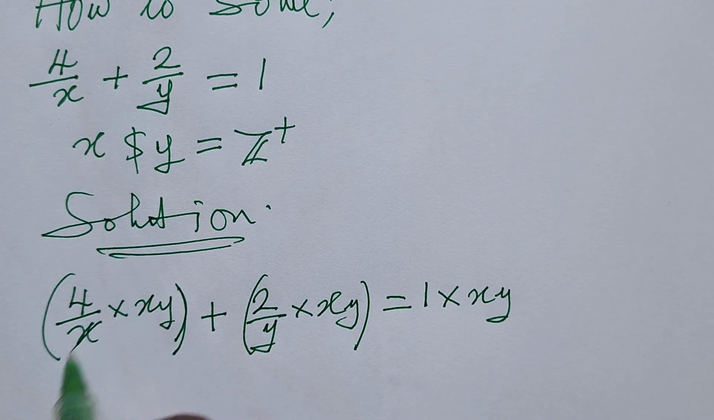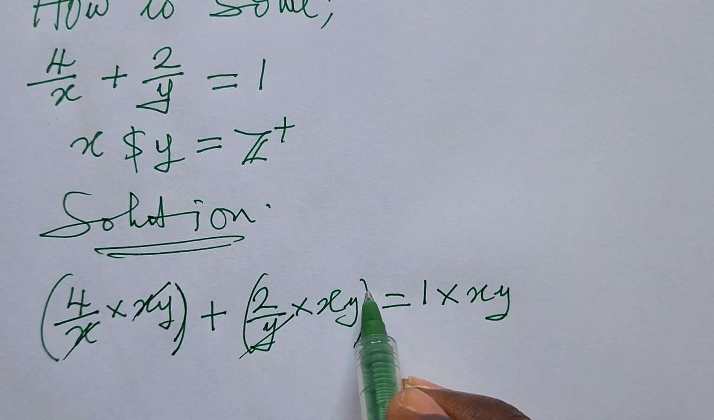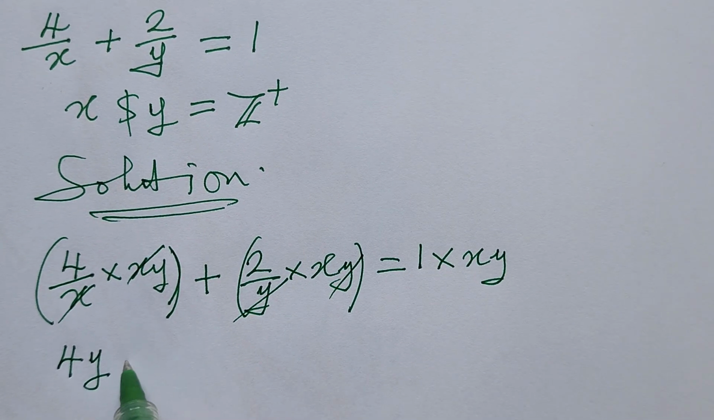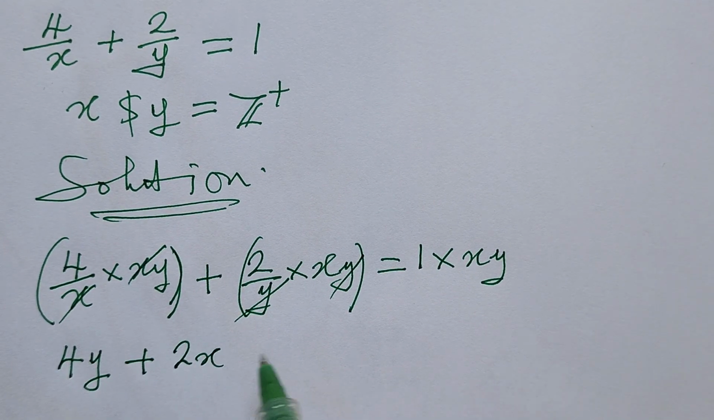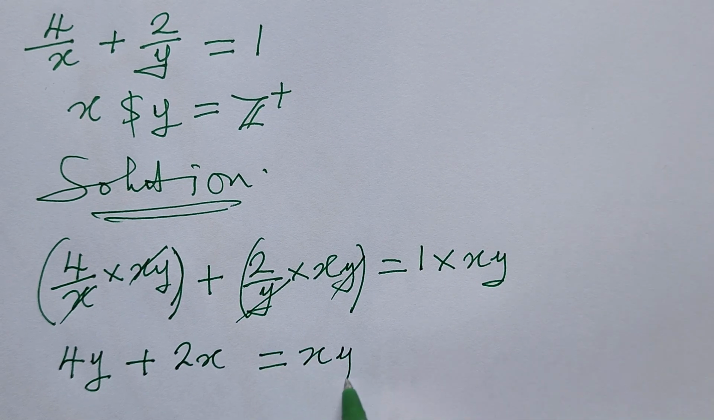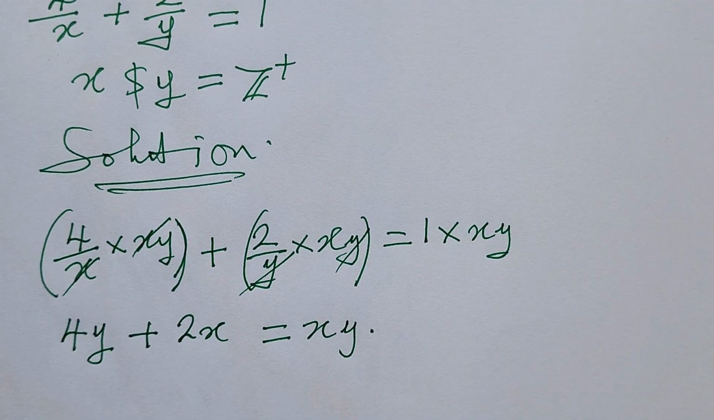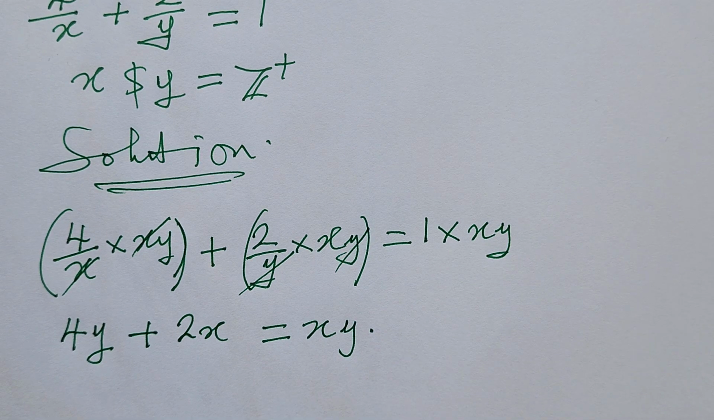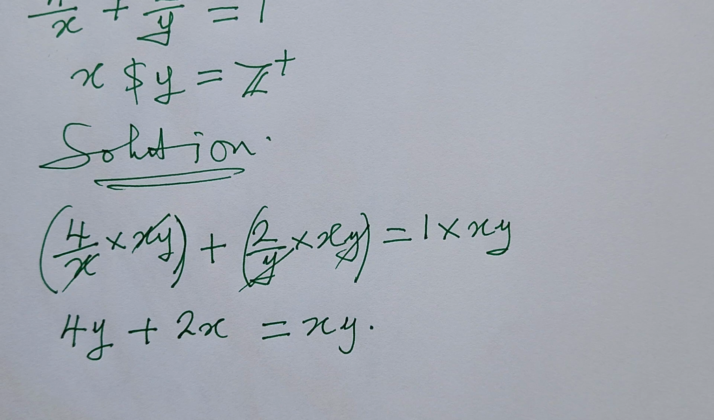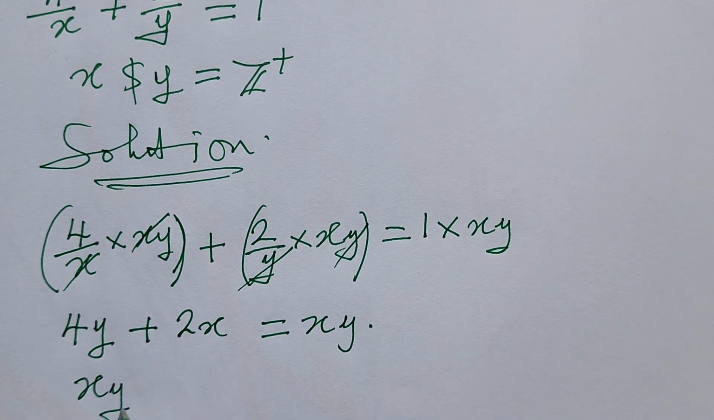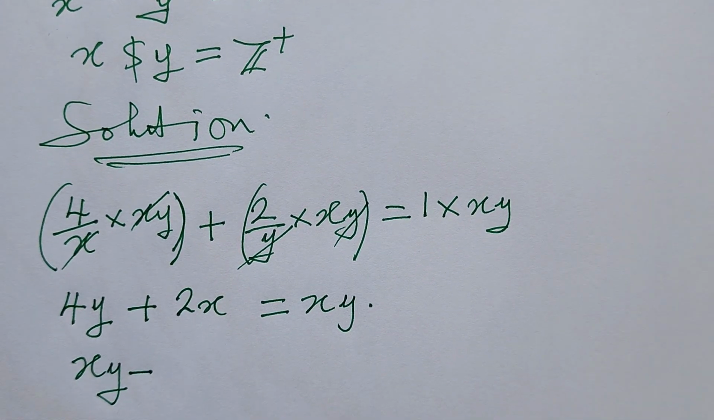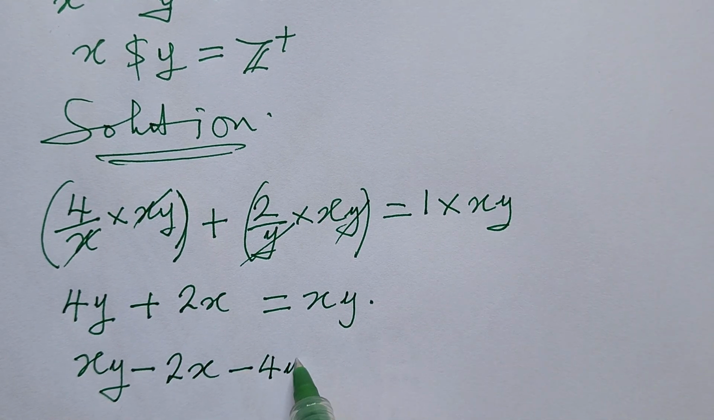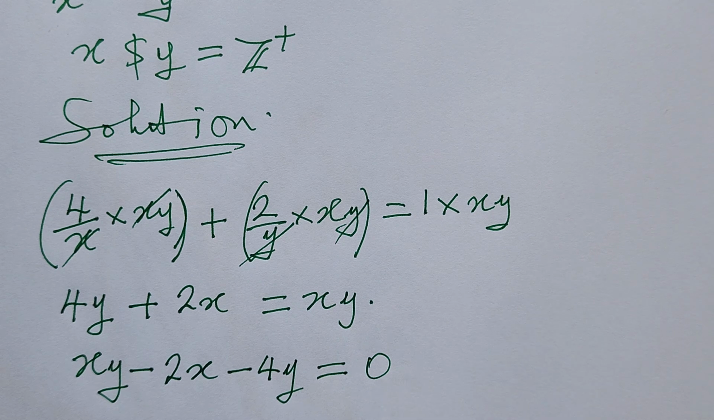Okay, so our x will go with our x here, y will go with y. So we end up having 4y plus 2x is equal to xy. Very easy, right? So we want to move all these terms to this side of the equation, and rearranging this will give us xy minus 2x minus 4y equal to 0.